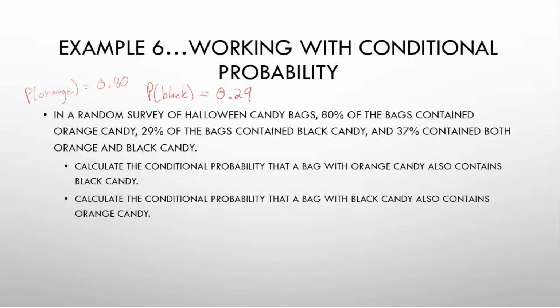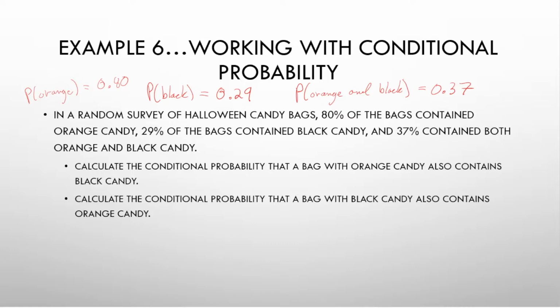And then the last thing, we have the probability. 37% contained both orange and black. So the probability of orange and black is equal to 0.37. And the order in those and probabilities doesn't matter. So if I have orange and black or black and orange, they mean the same thing. So it's commutative there. We don't have a difference in those.